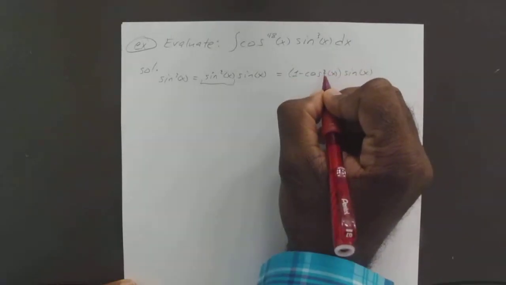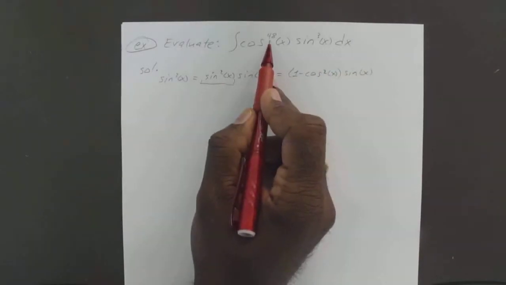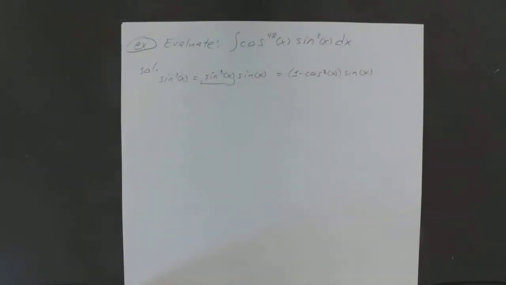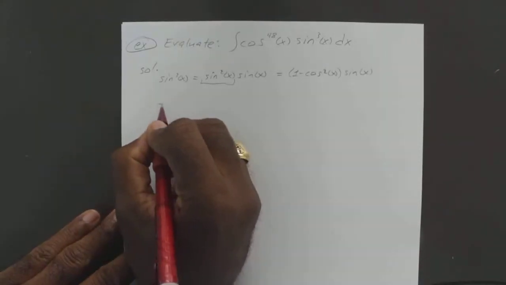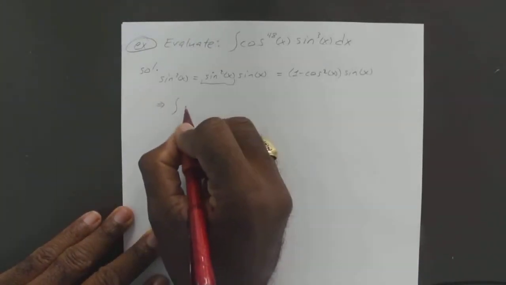What number is cosine there? I can't read that. Oh, square. This one? No, this one. The cosine right there. Oh, 48. Oh, okay. All right.